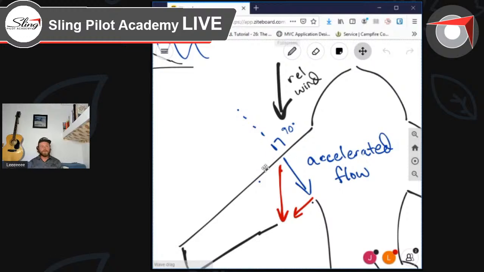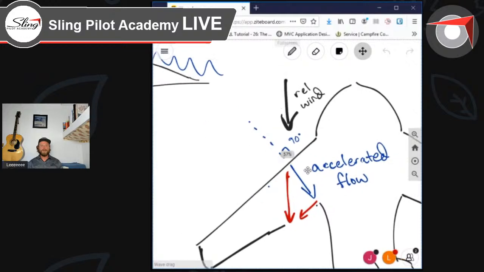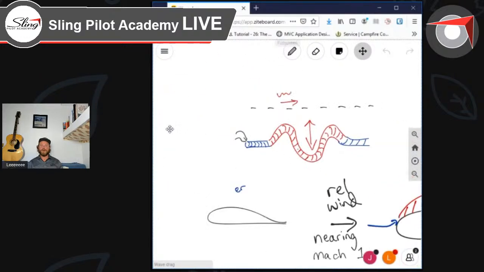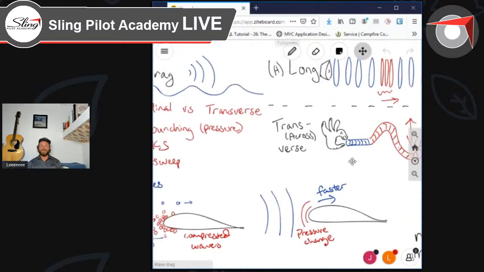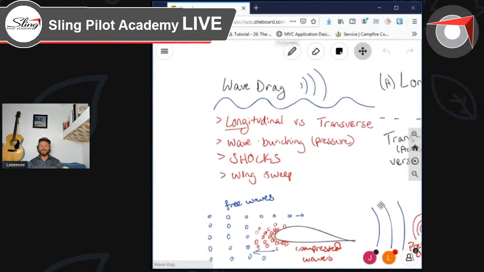And it's that simple. So next time we're going to roll into the weeds of the science behind this stuff. Today we talked about longitudinal versus transverse waves. The bunching is what's happening, and then the creation of shocks when it goes too bunched, essentially, and then why we do wing sweep. So next week we'll talk about laminar versus turbulent flow, and basically a little bit more into what happens when lift goes too far.